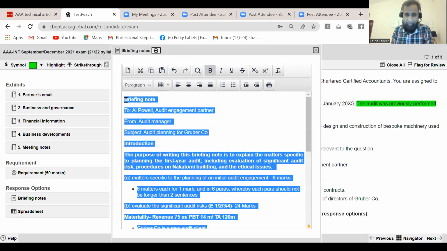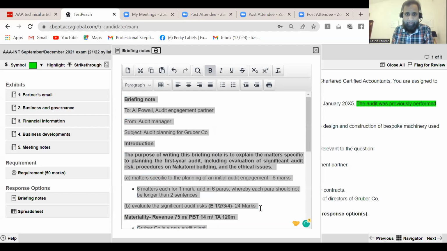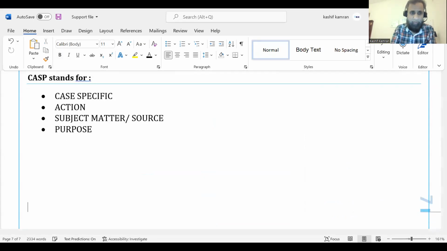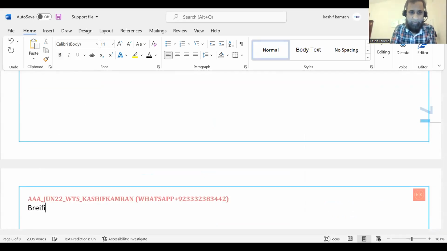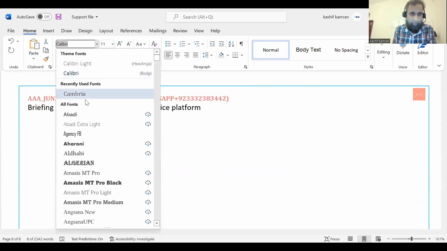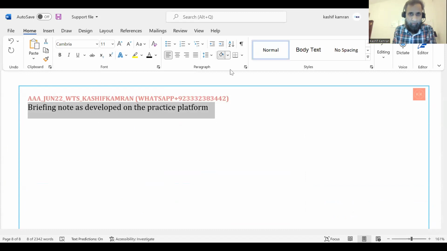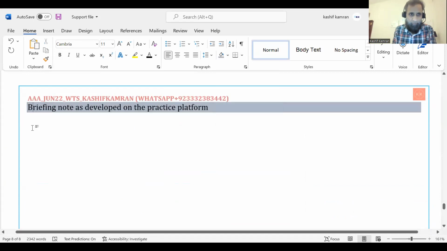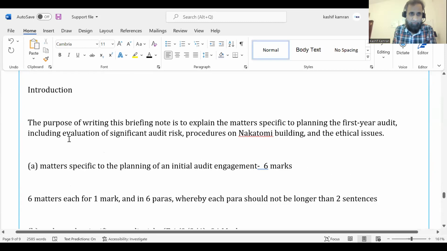If I can just copy the format of the briefing note and paste it on my Word file, so you get it once you get this Word file here, the briefing note as developed on the practice platform. So you can get this as a printout in the PDF form at the end of the session. Just let me copy this down. I hope that will benefit you, all of you, in terms of the format of the briefing note. Okay, I've just pasted the briefing note here.